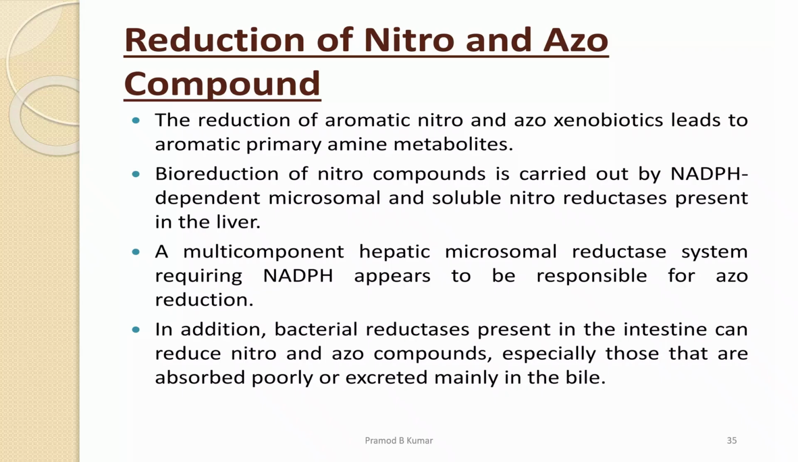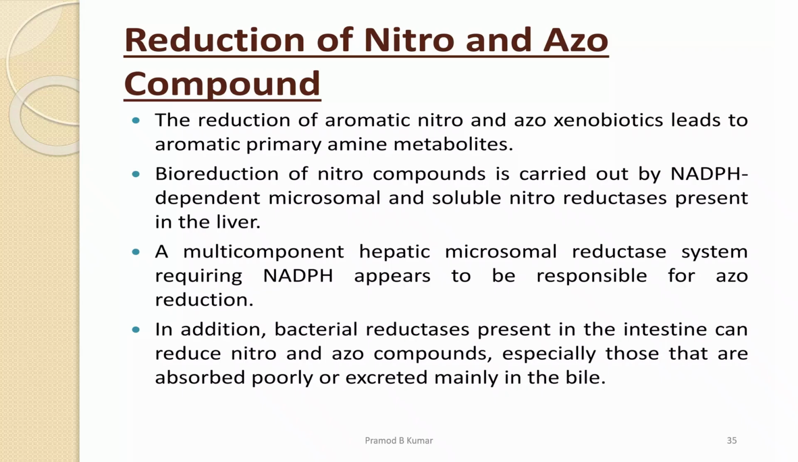Another example is reduction of nitro and azo compounds to amino metabolites. These reactions are carried out basically in the presence of NADPH dependent microsomal and soluble nitroreductase present in the liver. Microsomal means it is present in the endoplasmic reticulum. A multi-component hepatic microsomal enzyme system requiring NADPH appears to be responsible for azo reduction. So these NADPH are nothing but cofactors which are essential for the activity of the parent enzyme.